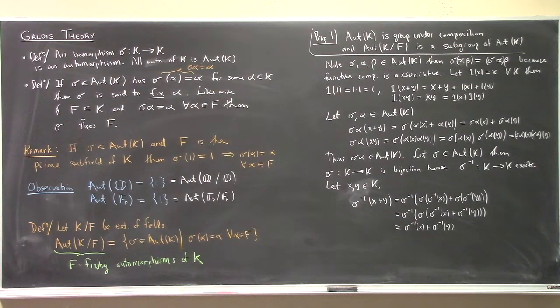So what I'm really exploiting here is that sigma is surjective. So I can recast any element of K as the image of another element of K under sigma. And that other element is sigma inverse of x, as it happens. And a similar argument shows that likewise, right?